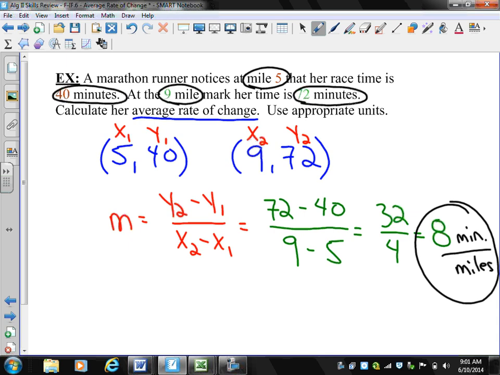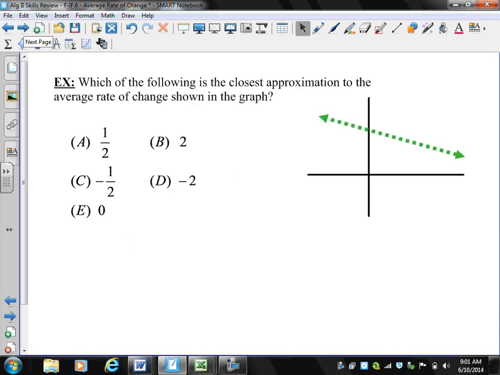Okay, let's look at one more problem here, and this is going to be our last example. In this example, we have a graph, and I just have this line. I don't have any points whatsoever. We're just going to estimate what the average rate of change should be here. So what do you notice about this green line? What's this thing doing? Well, it's going down to the right.